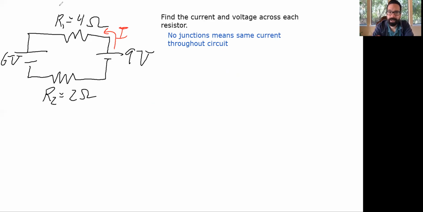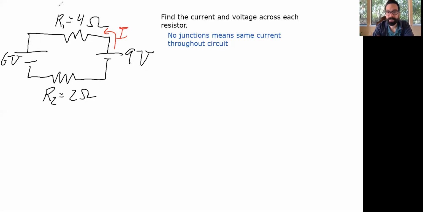Like I said, if you didn't see that and you started your calculations anyway, your math would correct you. At the end of your calculations, when you calculate current, you would get a negative number for current. That negative number means you picked the wrong direction of current, so you just have to flip your direction for current. All right, so those are a couple of things we can get just by looking at this.